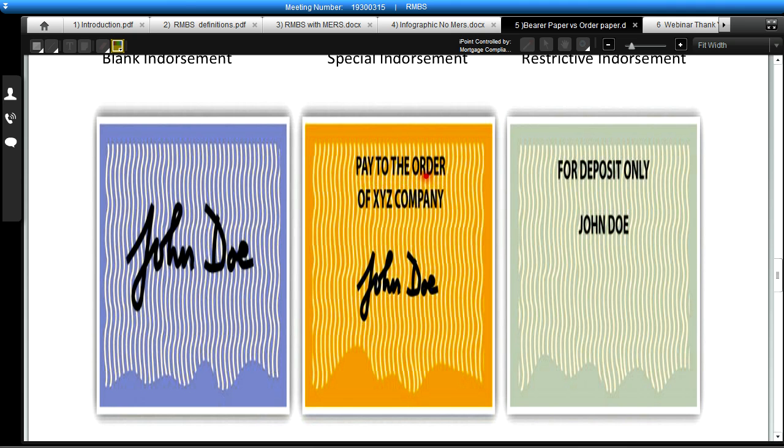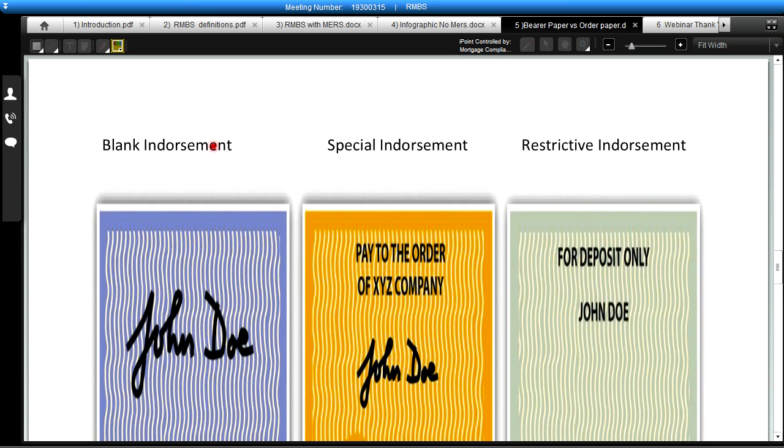Without an identified party, negotiation cannot take place. So when it says pay to the order, you're giving it a set of specific instructions. Without that set of instructions filled in, we don't know. All right? So, again, order paper says pay to the order.